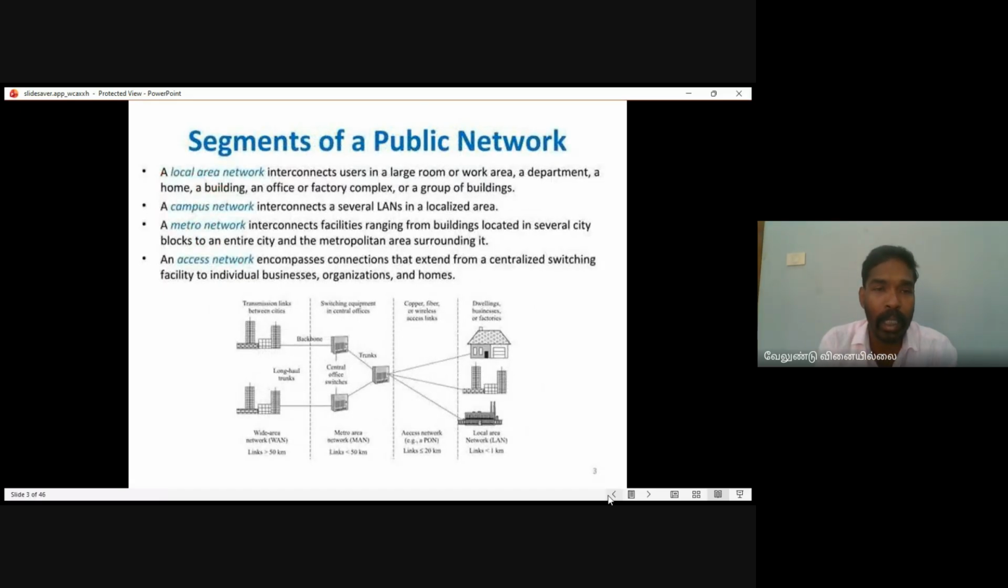The public network we already know: WAN, wide area network; MAN, metro area network; PON, the access network; and finally LAN. LAN means local area network. That we know very well. So I'm just moving on to the next slide.